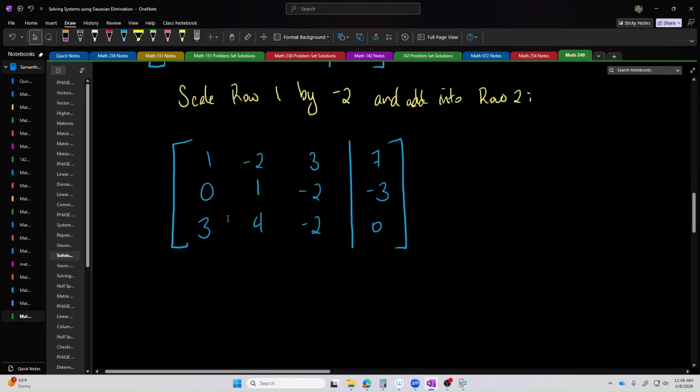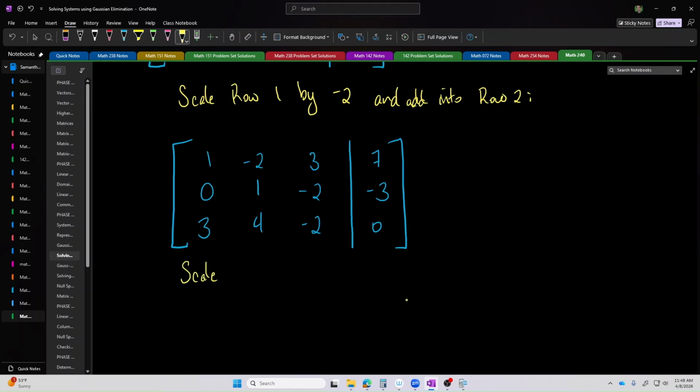Alrighty, having created this 0 in this position, now let's create the next 0 that we need as we move down the first column. So to cancel out that positive 3, I'm going to turn the 1 into a negative 3.